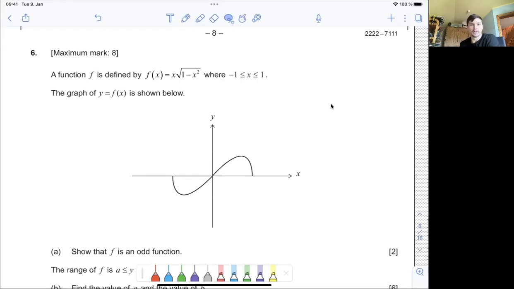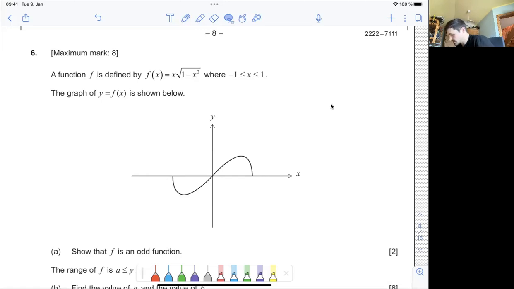Question 6. The function f is defined by f(x) equals x times the square root of 1 minus x squared, where x lies between -1 and +1. The graph of y equals f(x) is shown below. Part A asks, show that f is an odd function.